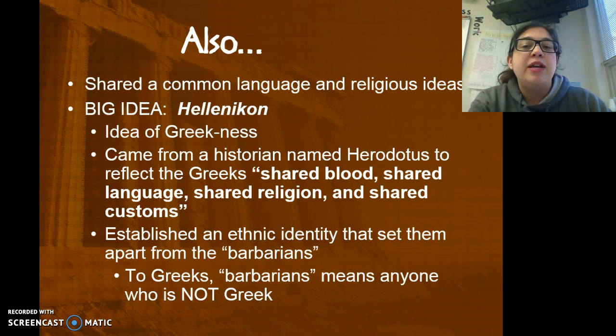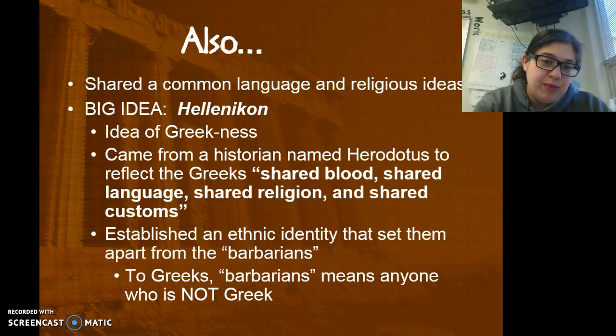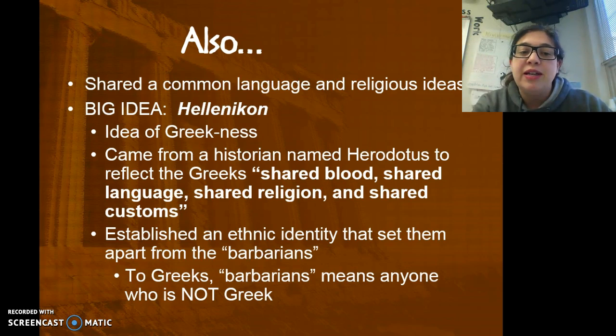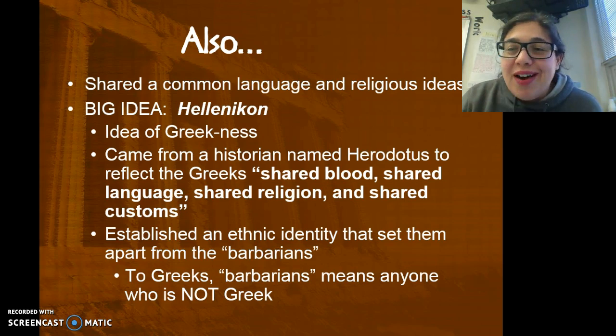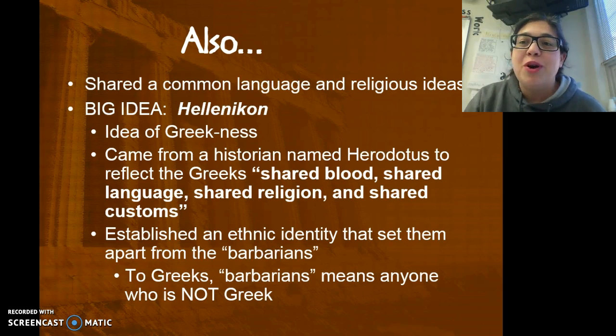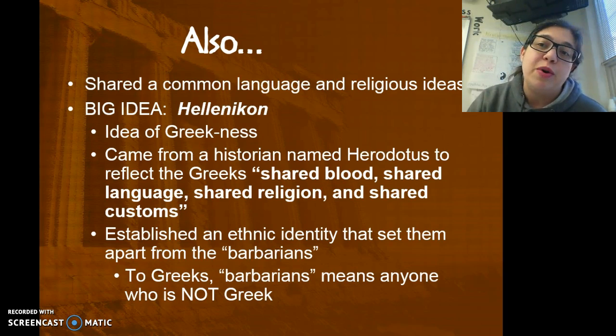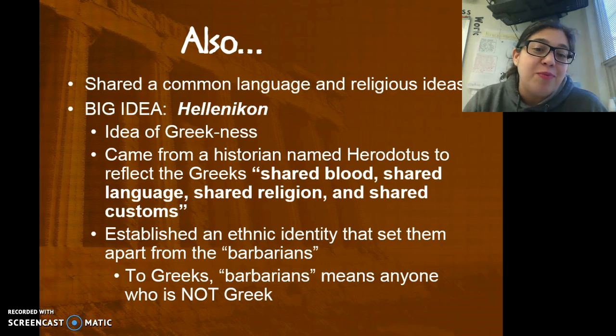A historian named Herodotus wrote that Greeks shared blood, language, religion, and customs, and that those things united them to make them different than everybody else, and that they were unique and they were special, unlike the other people, the barbarians. And to Greeks, the word barbarian meant anybody who was not Greek. And they got that word because they thought that other languages sounded like people going bar, bar, bar, bar, bar, bar, bar. So that's where the word barbarians come from.